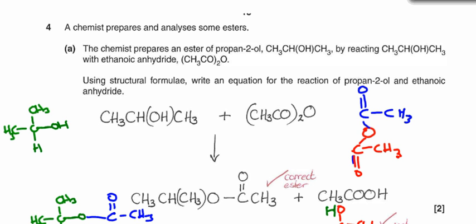F324 January 12 question 4. So here we've got our acid anhydrides. You can see I've been doing some doodling. The chemist prepares an ester of propan-2-ol by reacting it with ethanoic anhydride. Then you've got structural formulas here, and what's nasty about this question is using structural formulae. Write an equation for the reaction of propan-2-ol and ethanoic anhydride.